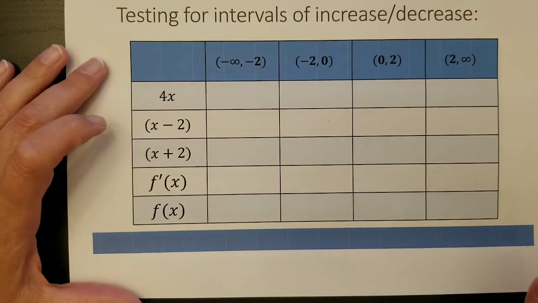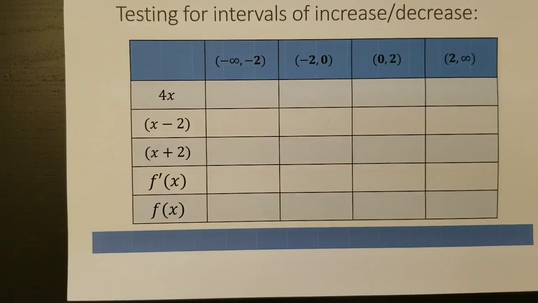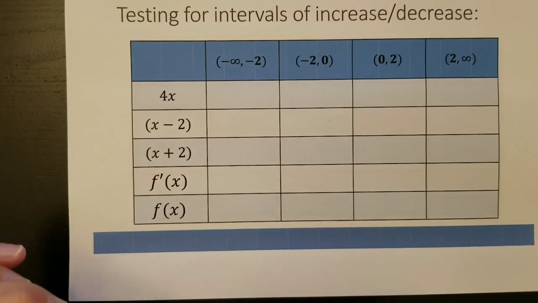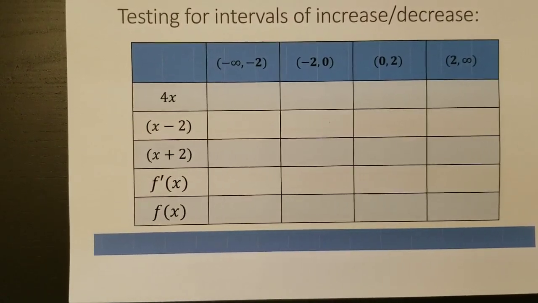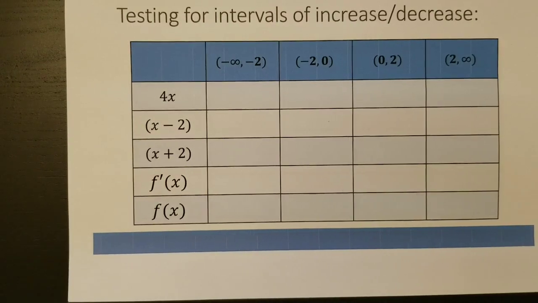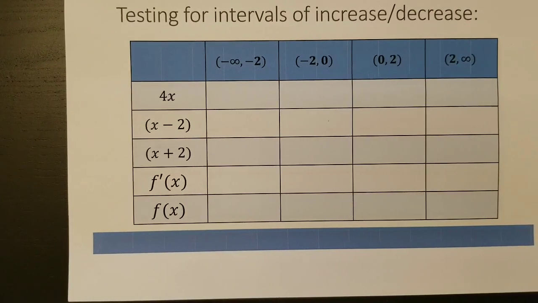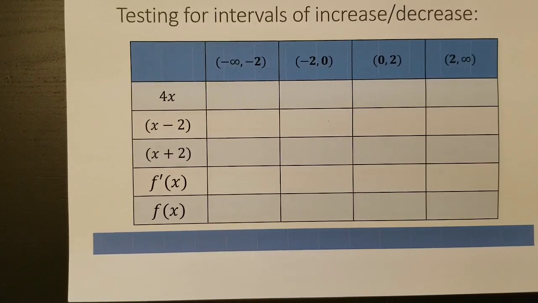So this is my preferred way of testing for intervals of increase and decrease. A lot of people prefer test values. When I was in university, we were not allowed to use calculators in any of our first and second year calculus courses, so I got used to doing this. It's just analyzing the signs of each factor in the derivative. This is how I'm used to doing it, but you can absolutely use test values, and I will show you that as well.